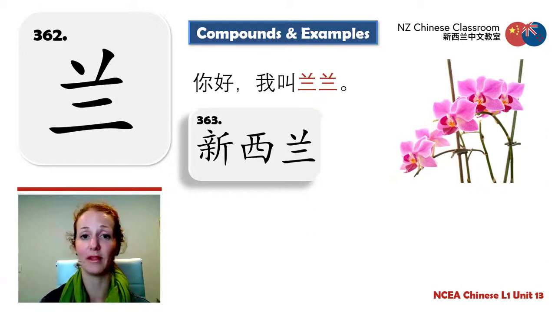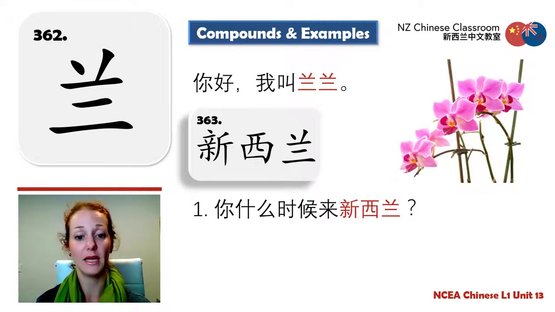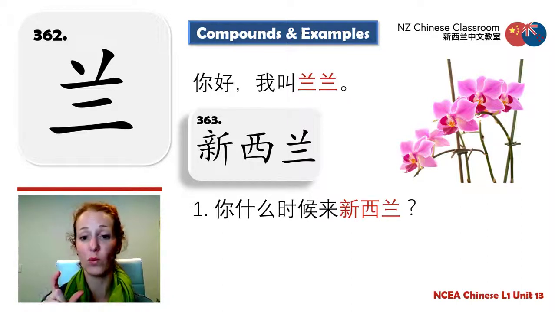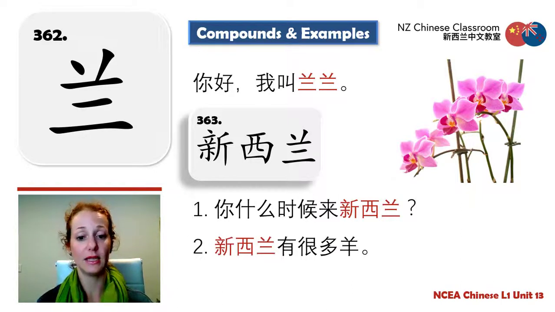So this lan is about the pronunciation. 新西兰, New Zealand. So that's where they've got that from. 你什么时候来新西兰? 什么时候, when? When did you come to New Zealand? 新西兰有很多羊.